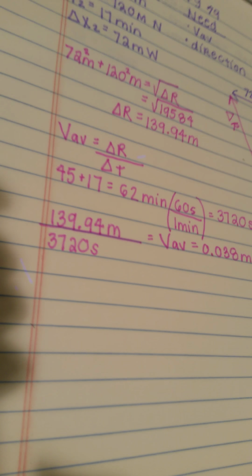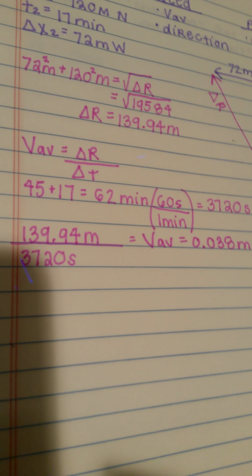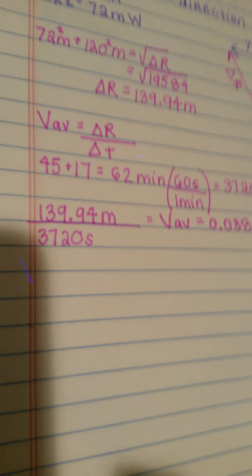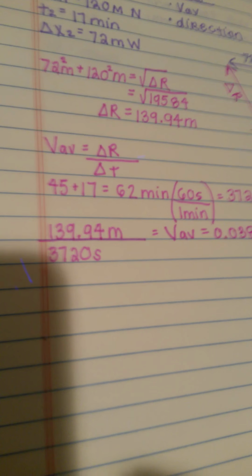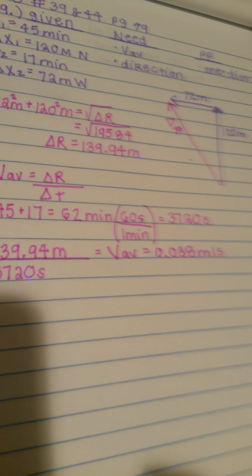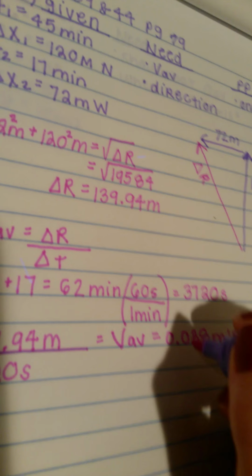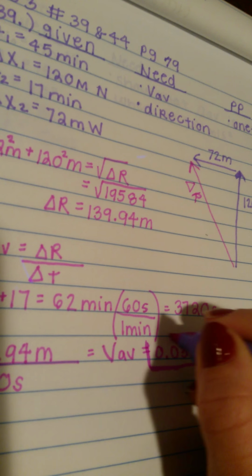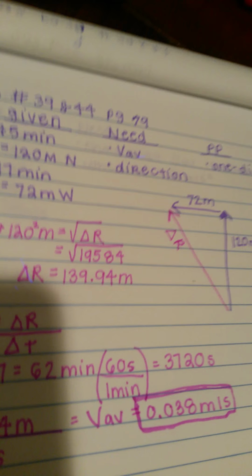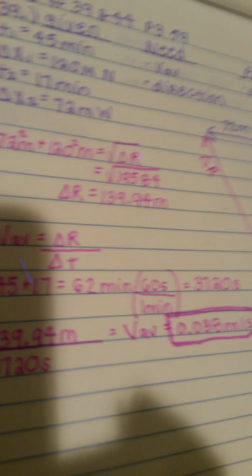And so now I just plugged it into the problem, 139.94 meters divided by 3,720 seconds, and that would get the velocity average, which is right there. And then the next thing that we want to get is the direction.